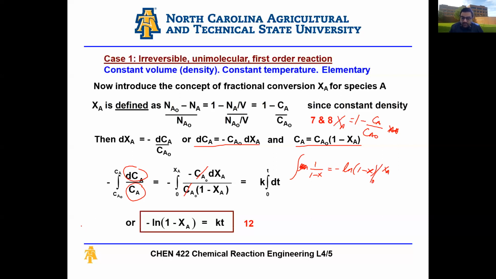And ln of 1 is 0. So this basically becomes minus ln of 1 minus XA plus ln of 1, and this is how I get to this expression on the right-hand side.